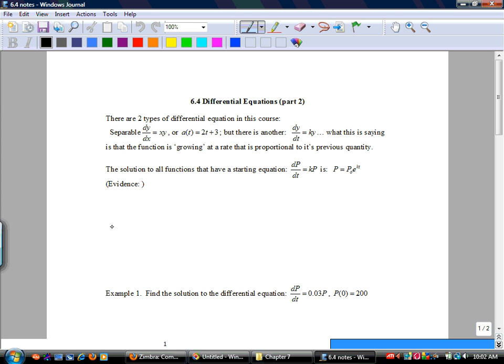They're not. What we're saying is the function is growing at a rate that is proportional to its previous quantity. One of the best ways of doing that is if we talk about a population of sheep and we count them and then 10 days later there's more, and it always seems to be growing proportional to the amount that we had before. Or falling according to the amount that we had before. So all functions that have a starting equation of dP/dt equals k times P is P equals P0 e to the kt. Does anybody recognize that?